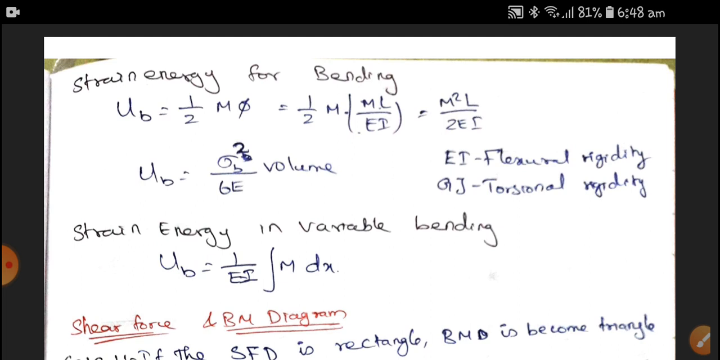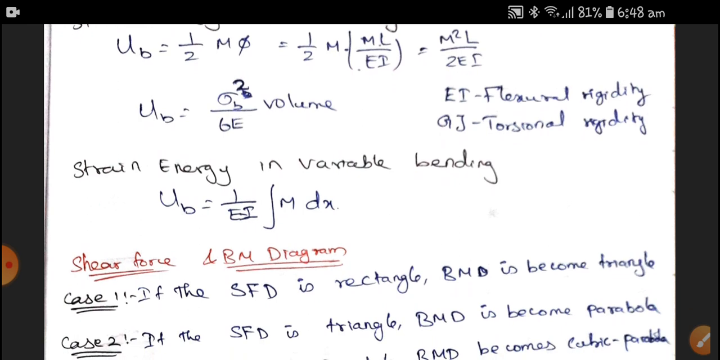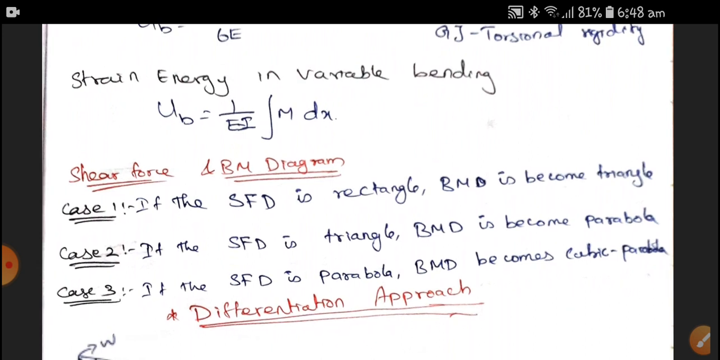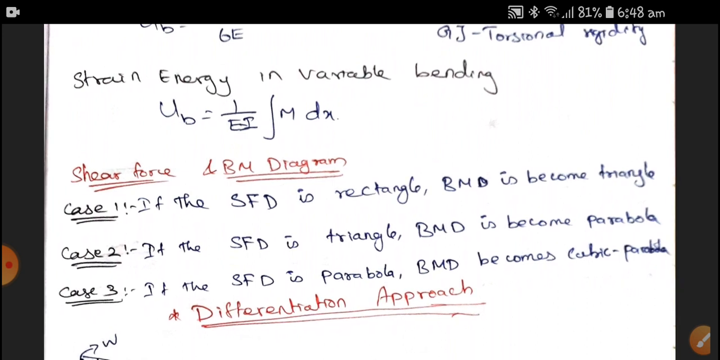Next is the strain energy in variable bending. That is UB is equal to 1 by EI integral of M square into dx. Next, an important point of the shear force and bending moment diagram, we have different cases. Case 1, if the shear force diagram is a rectangle, the bending moment diagram becomes a triangle. Case 2, the shear force diagram is a triangle, the bending moment diagram becomes a parabola. Case 3, if the shear force diagram is a parabola, then the bending moment diagram is a cubic parabola. This you have to know.